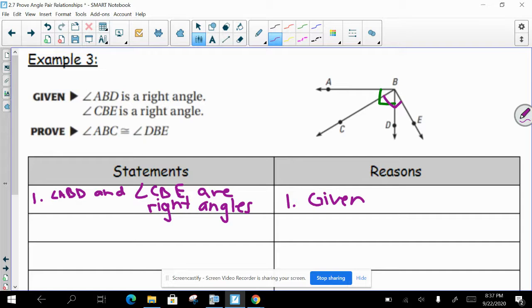Okay, step 2. If they're both right angles, what can you say about them? You can say that they are congruent to each other. So let's go ahead and do that. Angle ABD is congruent to angle CBE. That's because of the right angle congruence theorem that we learned at the beginning.